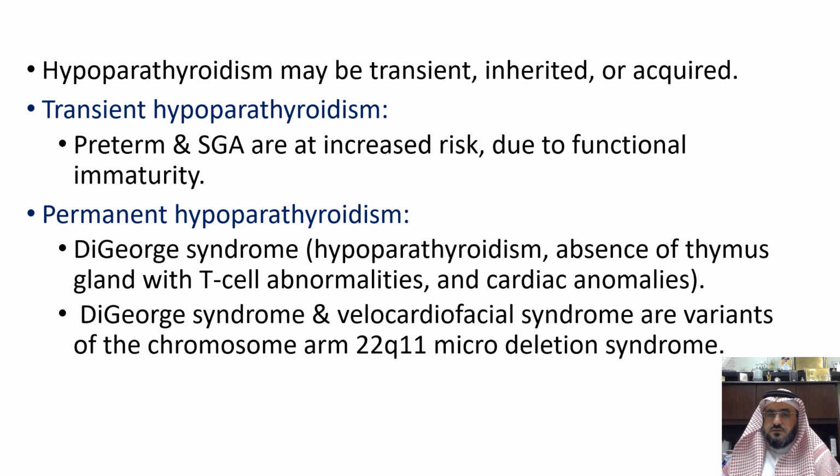Hypoparathyroidism may be transient, may be persistent, may be inherited, may be acquired. Transient hypoparathyroidism is common in premature infants, neonates, or small for gestational age infants, while permanent hypoparathyroidism could have plenty of causes. One of them, a good example you have to read very well in pediatric endocrinology, is DiGeorge syndrome. DiGeorge syndrome is one of the good examples of persistent hypoparathyroidism.